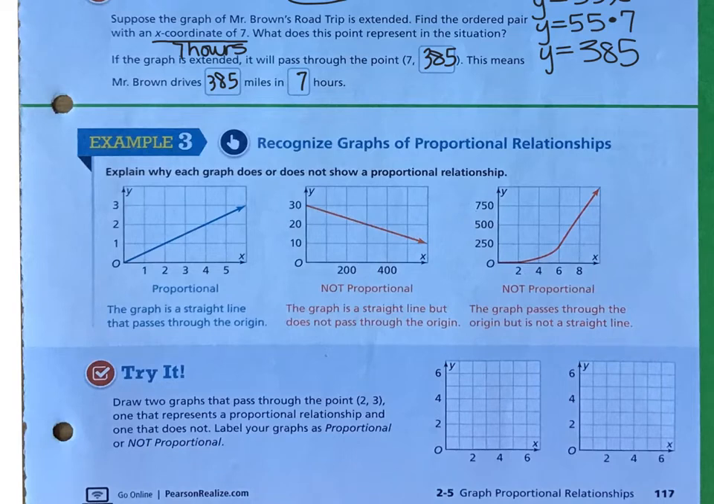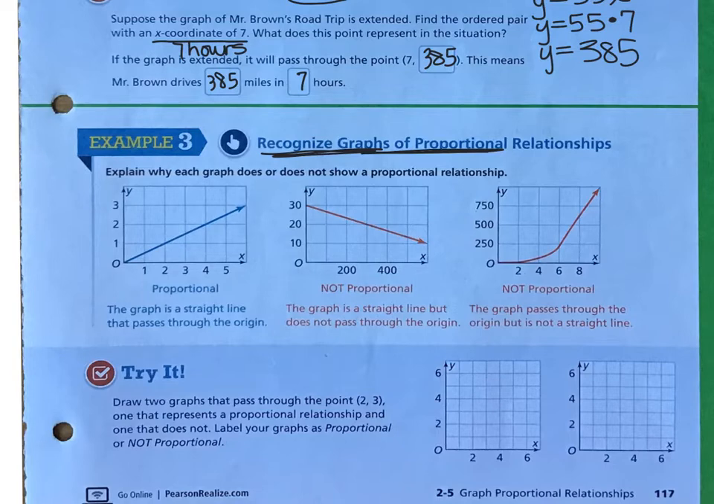Now let's take a look at example 3. In example 3, we are just looking to recognize the graphs of what a proportional relationship looks like. And we can examine graphs by going back to example 1 and the conditions that have to be met in order for it to be a proportional relationship. Explain why each graph does or does not show a proportional relationship. So let's take a look here.